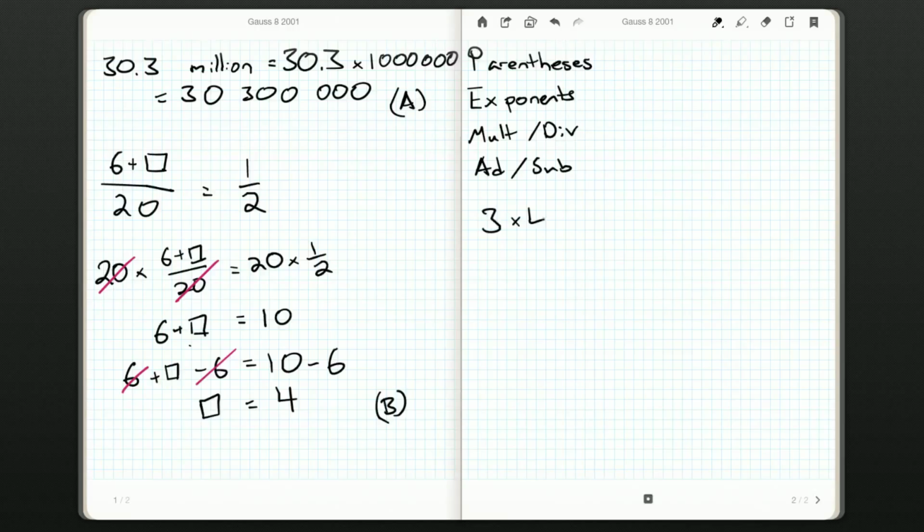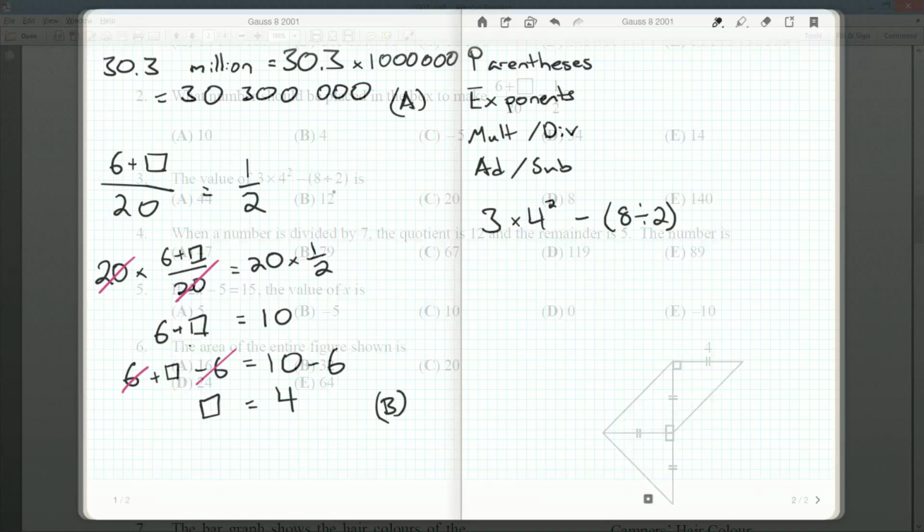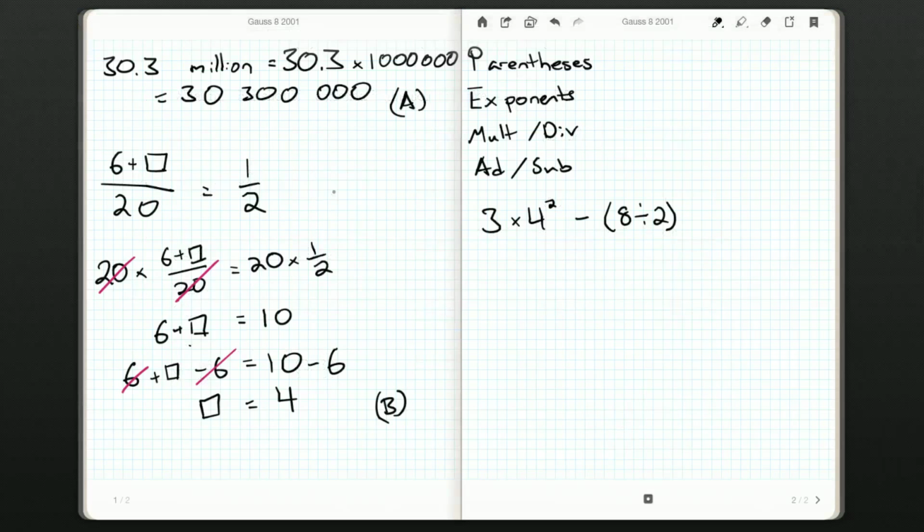So it's 3 times 4 squared minus, and I think it was 8 divided by 2. We'll just double check. 3 times 4 squared minus 8 divided by 2. Fantastic. Okay. So the first thing we do is we say, okay, we start at the top of the list, parentheses. Are there any parentheses in this equation? Yeah, there's at least one. So we go left to right and we say, okay, what's the first one? And we'll deal with that first.